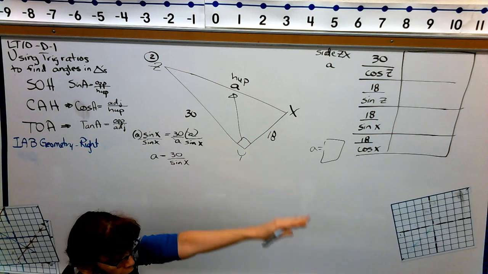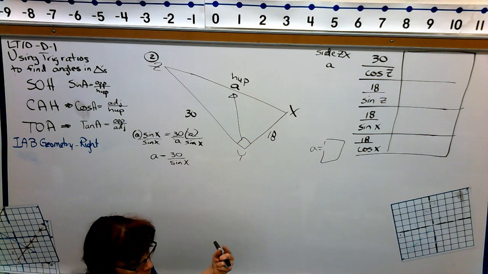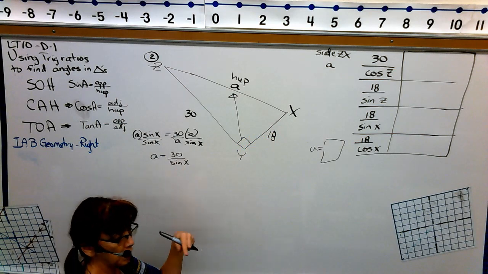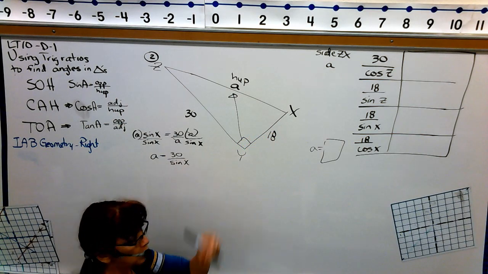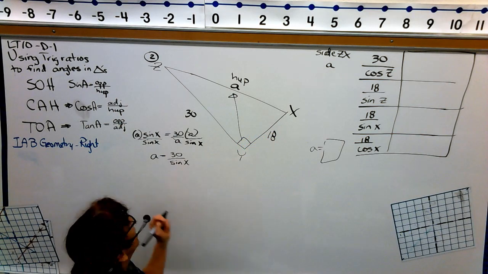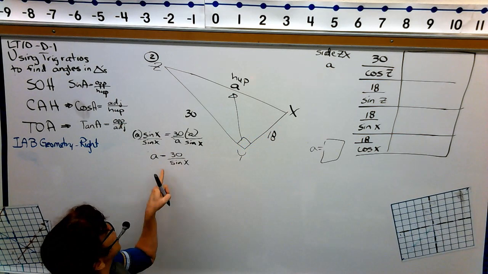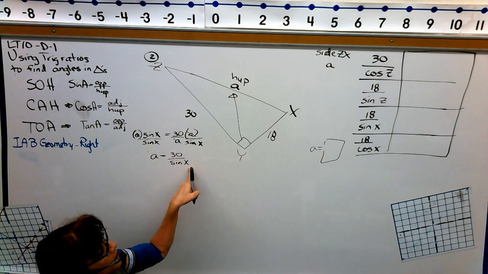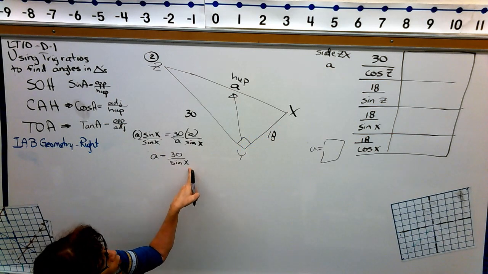So 30 over sine of X. Oh, you'll notice that's not there. But if A is 30 over sine of X, it can't be 18 over sine of X, so this one's a no.